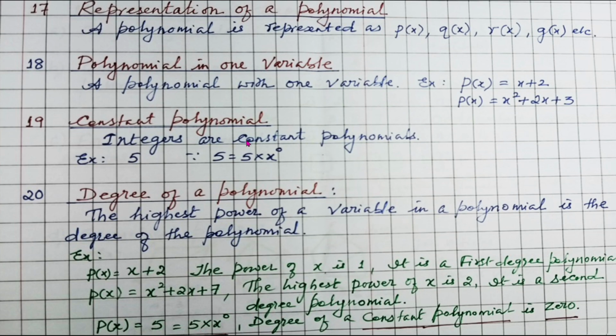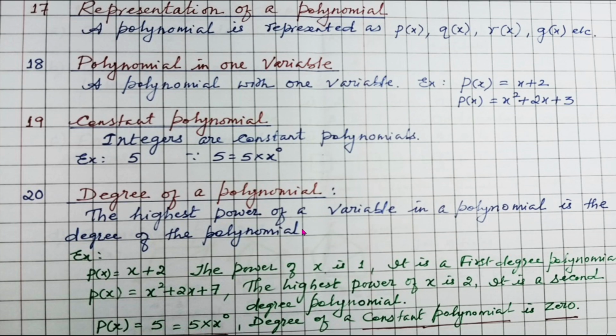Now constant polynomial. If you take a number 5, it is an integer, but 5 can be written as 5 into x raised to 0, because x raised to 0 is 1, and therefore 5 can be expressed as a polynomial 5 into x raised to 0, and therefore integers are called as constant polynomials. Remember that. Integer is also a polynomial because we can express it as 5 into x raised to 0, therefore integers are called as constant polynomials.